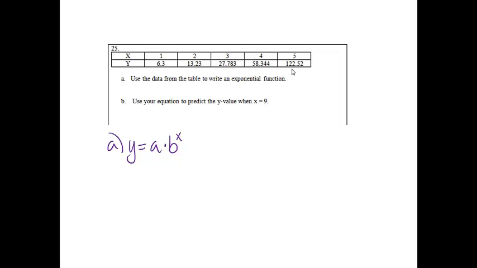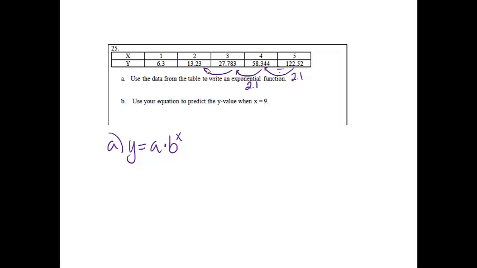So I'm going to take 122.52 and divide it by 58.344. And when I do that, I get 2.1 if I rounded it. Okay, and let's backwards divide again. So 58.344 divided by 27.783. And once again, I get 2.1.